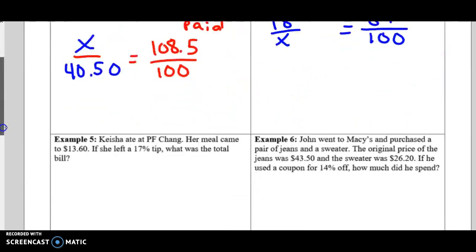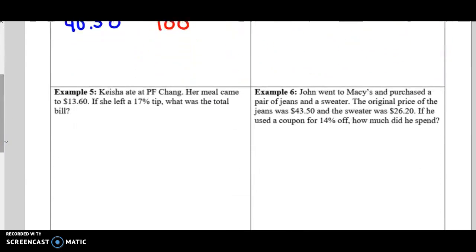Example 5. Keisha ate at P.F. Chang's. Her meal came to $13.60. If she left with a 17% tip, what was the total bill? So we have to read this problem to figure out what it's telling us. It says her meal came to $13.60, and then later asks what was her total bill. So that means that the $13.60 was the original cost. I'm looking for the new.